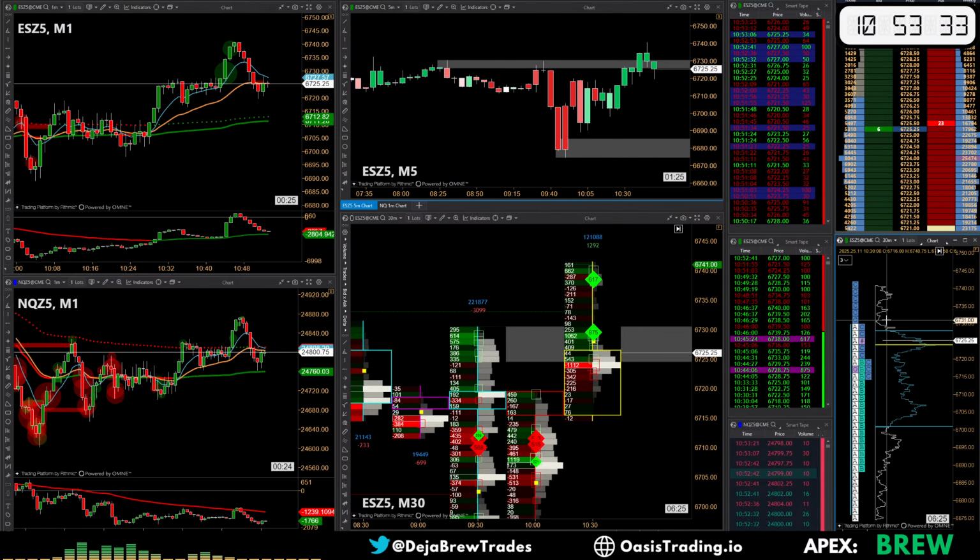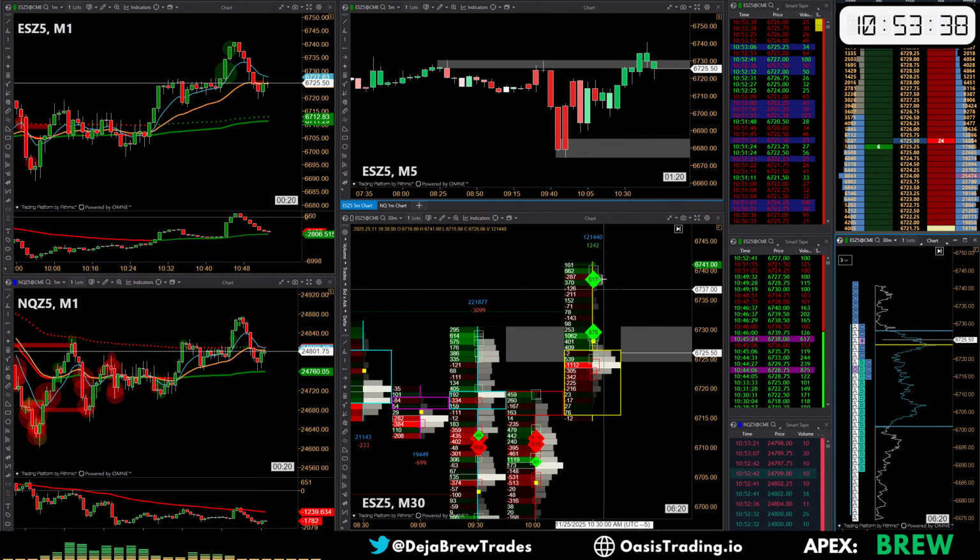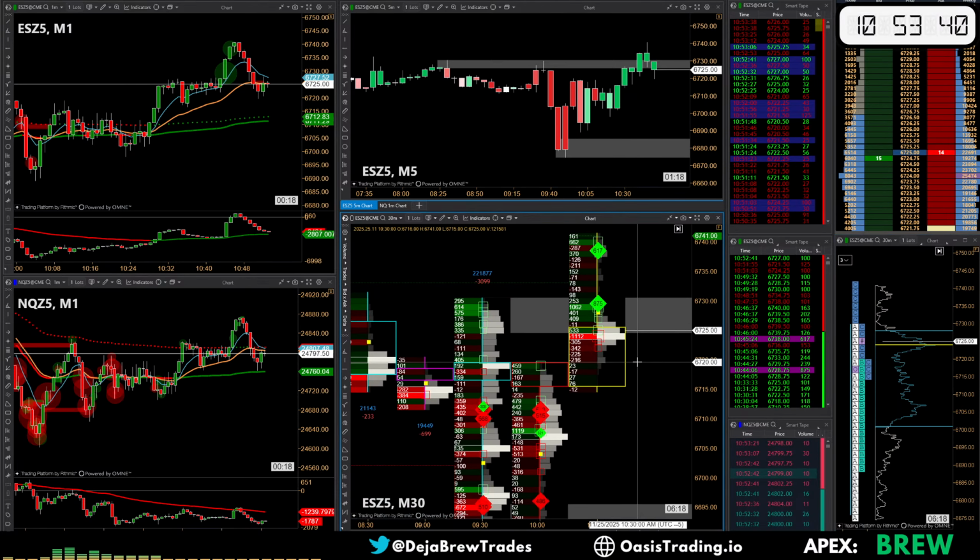They are repairing this 30-minute tail. We do not have single prints as long as they stay below 31, which is obviously creating that sweep that we talked about.